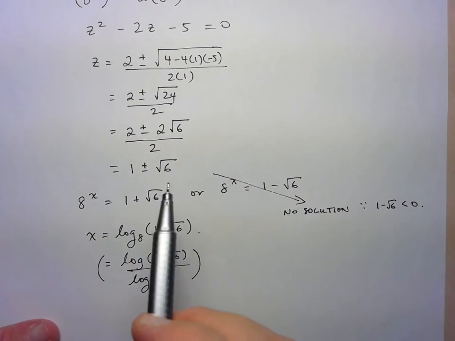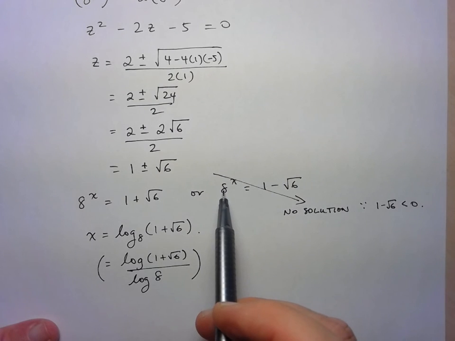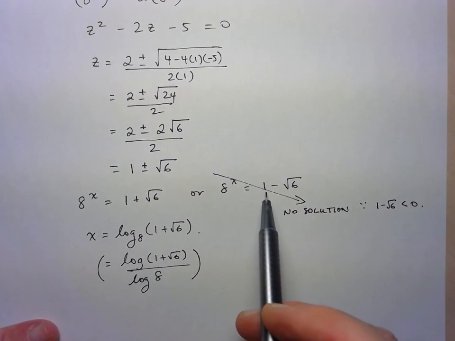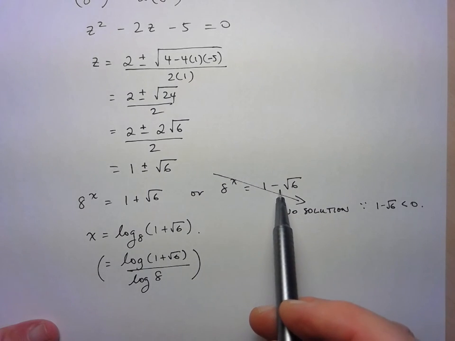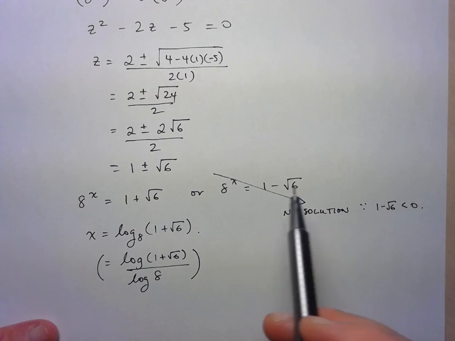However, when I re-input my exponential expression, I have to be careful that I only solve things that actually are solvable. So here, I can't take log base 8 of a negative number, so we'll take this away. This generates no solutions. Okay, that's it for this one.